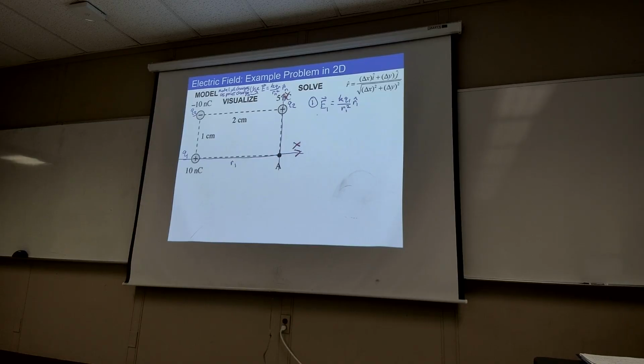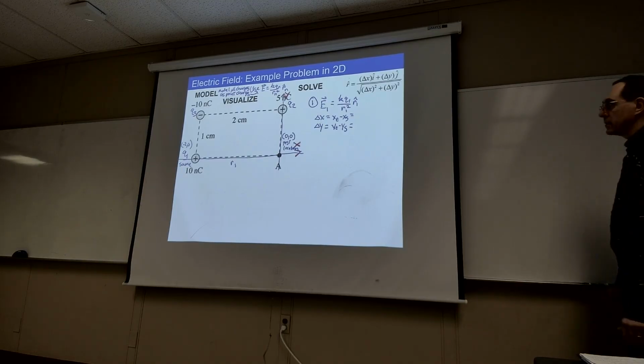To do that, I first need to calculate my deltas. Here I want the electric field at point A. That's my test location. And for this particular part of the problem, this is going to be my source charge. So here I go: x test minus x source, y test minus y source. We can identify this as 0, 0, and this is negative 2, 0, in centimeters.